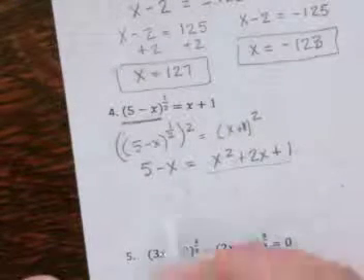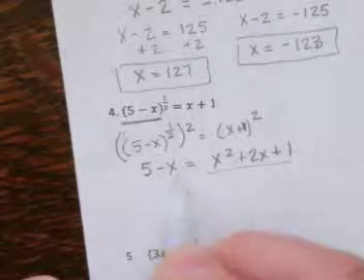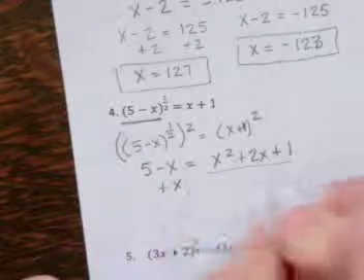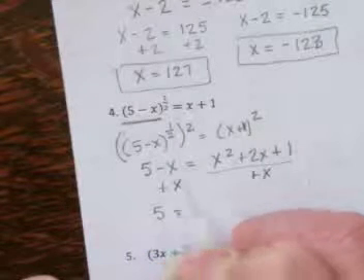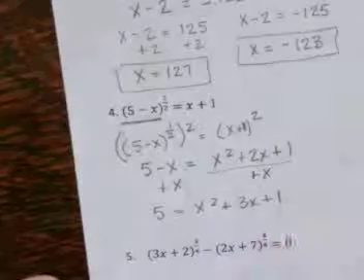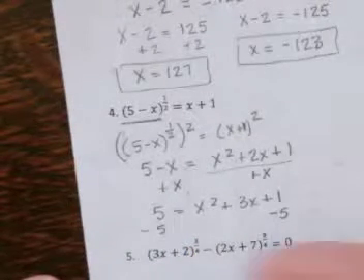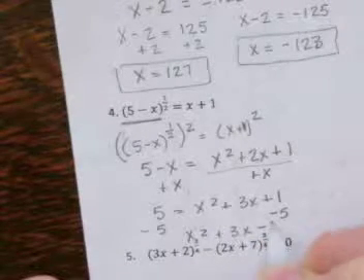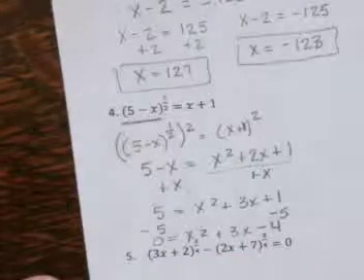So what I'm going to do is subtract 5 and add x and get a 0 over here on the left, and then see if my quadratic equation is factorable. So 5 equals x squared plus 3x plus 1, and I'm going to subtract 5, and I end up with x squared plus 3x minus 4. And that equals 0.